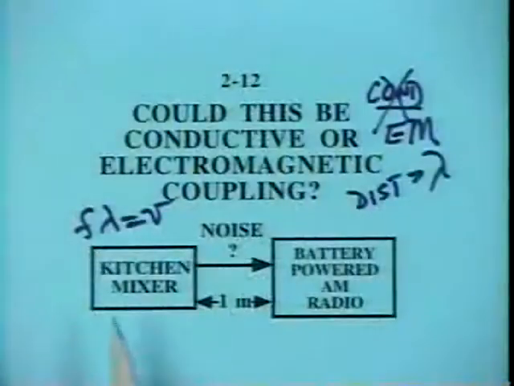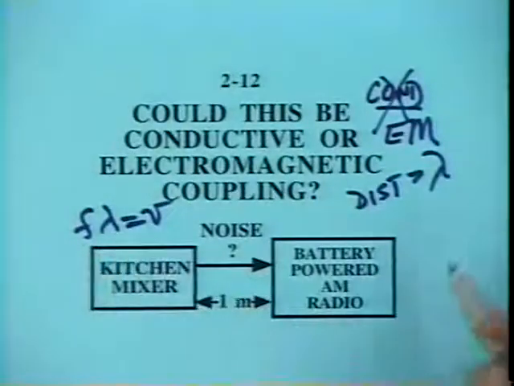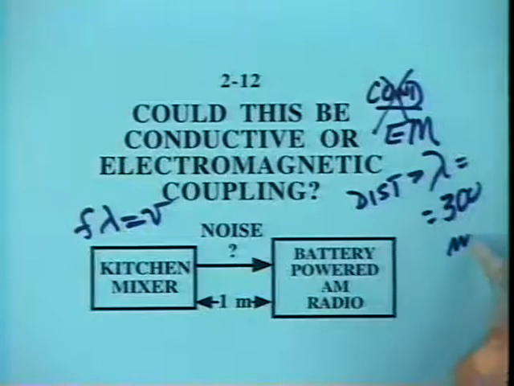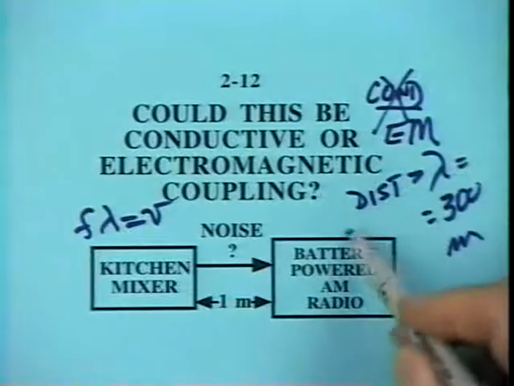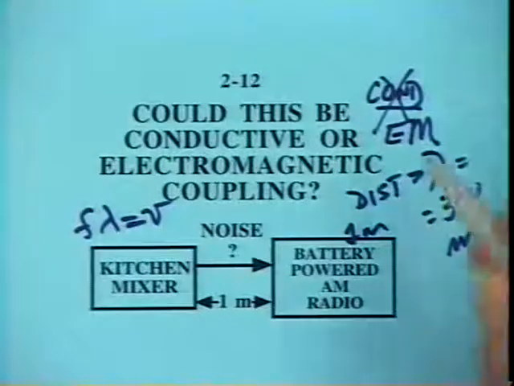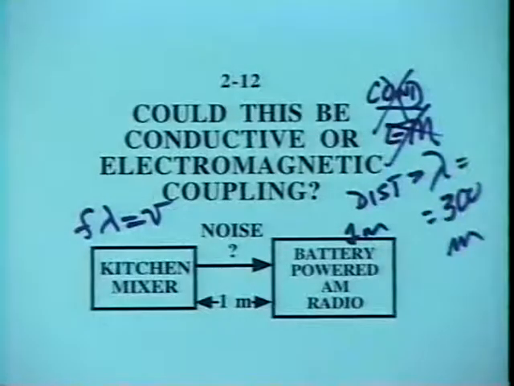So let's say the frequency is 1 megahertz. If we work out the wavelength, we'll get the wavelength to be about 300 meters. And what's the distance? The distance is 1 meter. 1 meter is not greater than 300 meters. So this cannot be electromagnetic wave coupling.